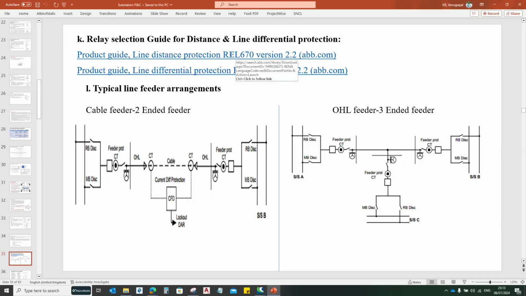And here now I will move to the selection of relay. We can use the REL 670 relay as well as the RED 670 relay. So what I will do is take you to the RED 670 page on the ABB website, and I will explain how that is selected.